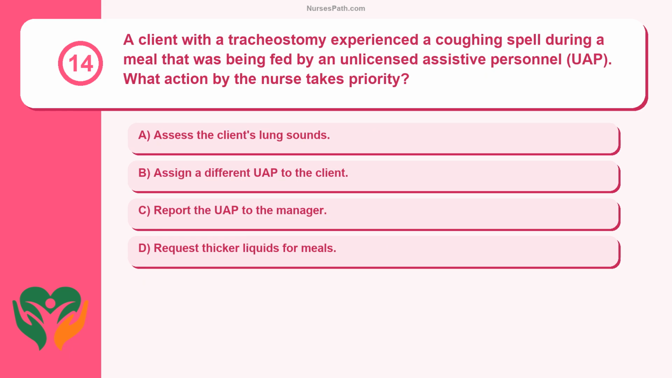Question 14. A client with a tracheostomy experienced a coughing spell during a meal that was being fed by an unlicensed assistive personnel, UAP. What action by the nurse takes priority? A. Assess the client's lung sounds. B. Assign a different UAP to the client. C. Report the UAP to the manager. D. Request thicker liquids for meals.